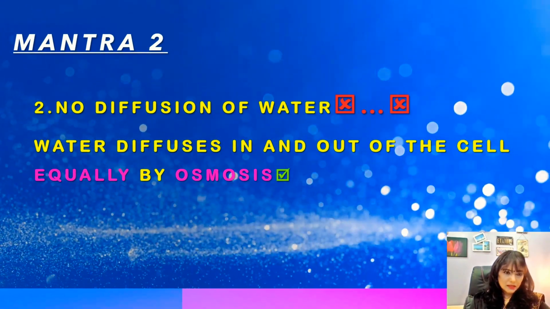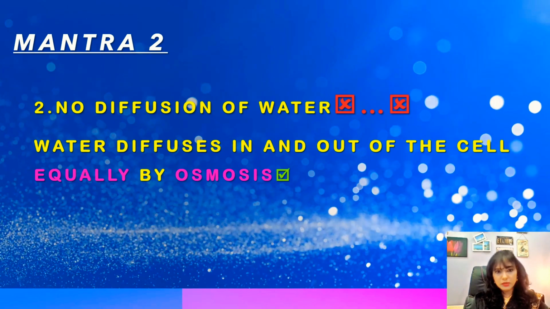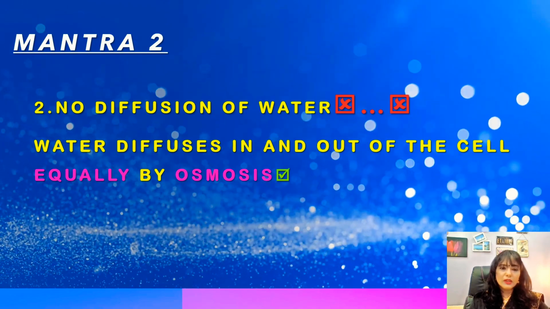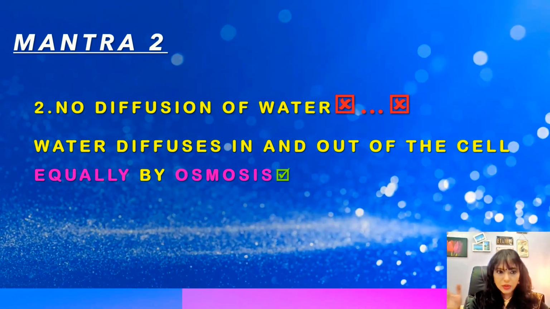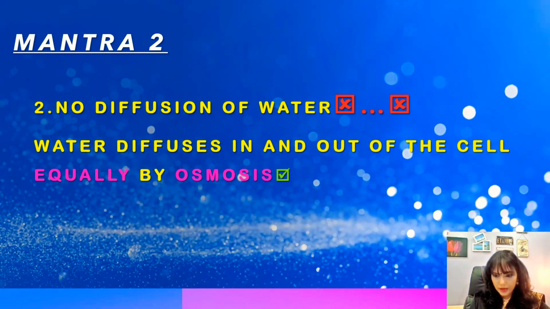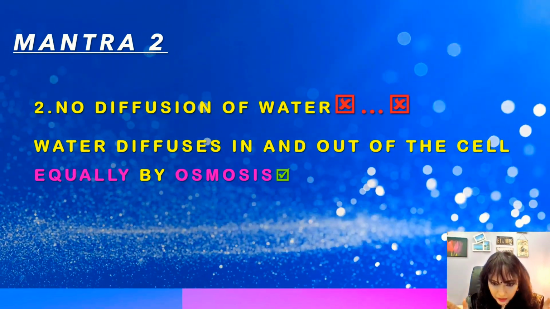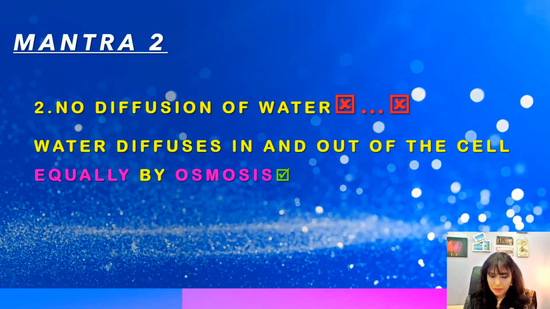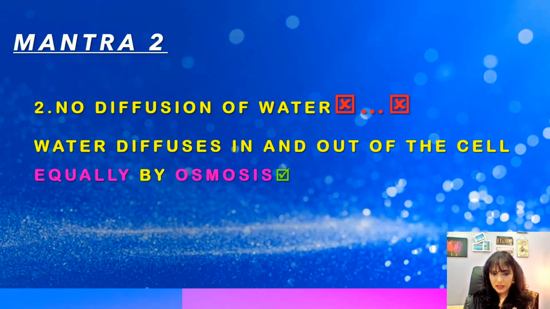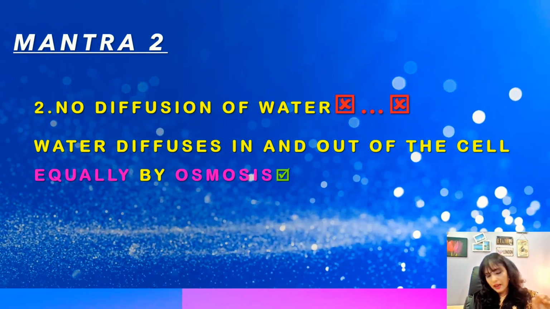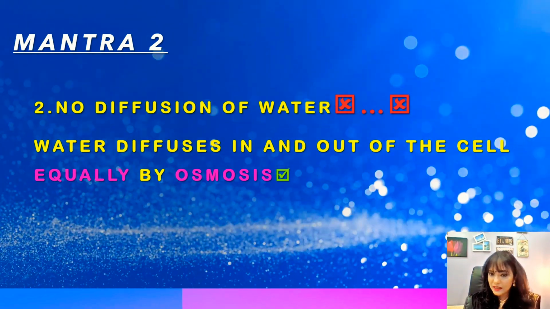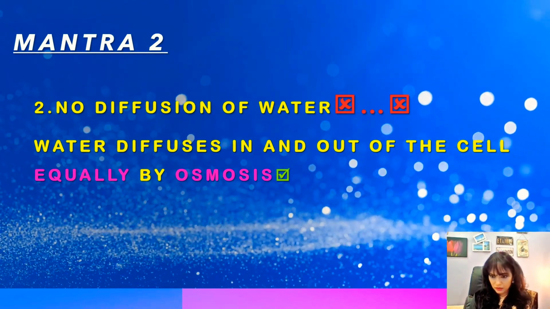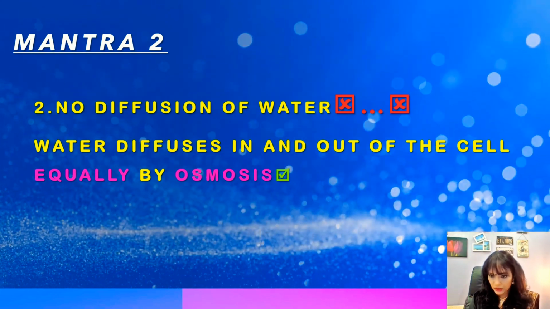Moving on to our second mantra. Look at the answer of the student: no diffusion of water. Oh, we have two wrongs there. Double the trouble. There are two obvious mistakes here if you can identify them. Number one, this is where students always make mistakes. Please remember that osmosis involves water molecules, and water molecules are molecules with kinetic energy. Even though both systems are at equal concentration, they are at equilibrium. Isotonic, that is what it is about.